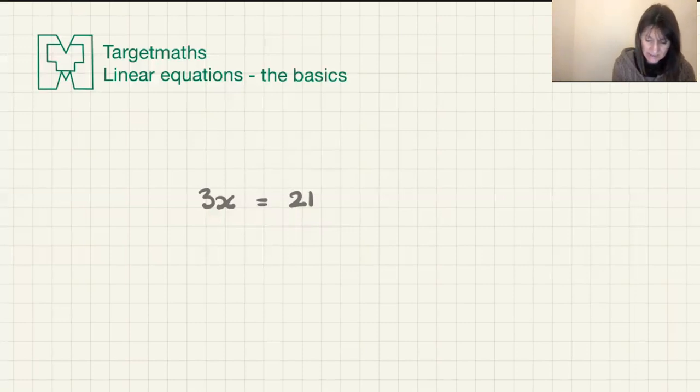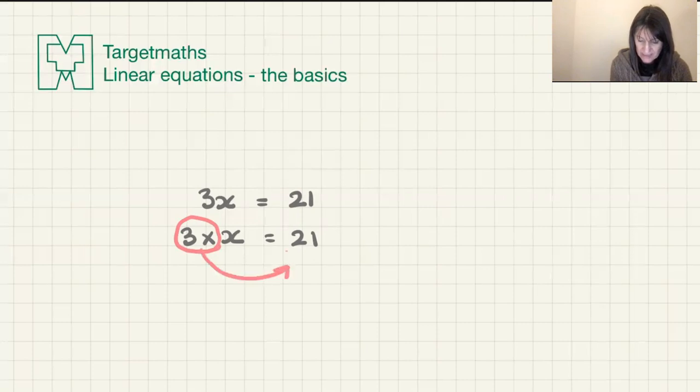3x means 3 times x. So actually 3x, 3 times x, is equal to 21. So when I'm picking up the 3, I'm picking up an invisible times sign as well. And that's coming across and it's landing as divide by 3. Okay, now that's a good habit to do.